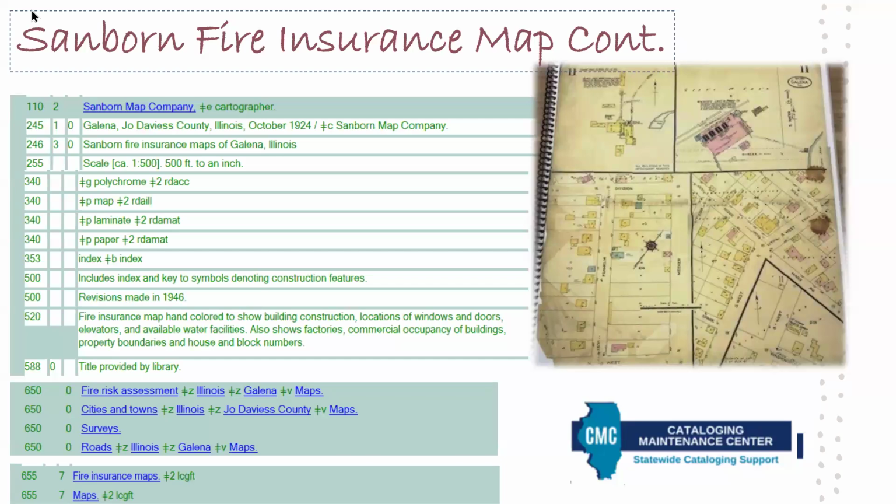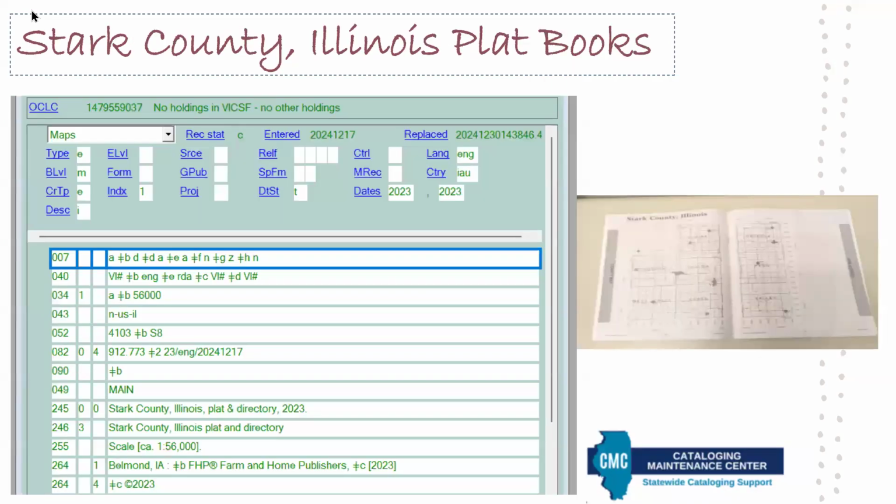These maps contain just so much information. And if you look at the 520 field, you can see how many things are put into these maps. And also, I thought this was cool that fire insurance maps is actually a genre heading. I thought that was pretty cool. So back to you, Eric.